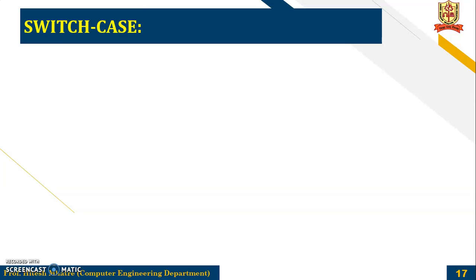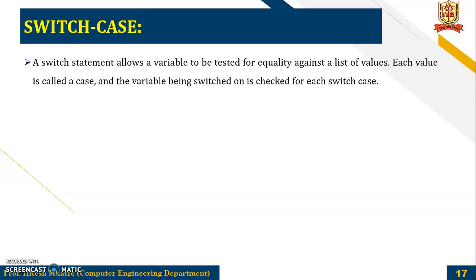Then comes the switch case. Now the else if ladder and the switch case are very similar. The only difference is that in an else if ladder you can check multiple or various conditions, but if you are checking the condition for the same variable, then switch case is the option. A switch case statement allows a variable to be tested for equality against a list of values. Each value is called a case, and the variable being switched on is checked for each switch case.